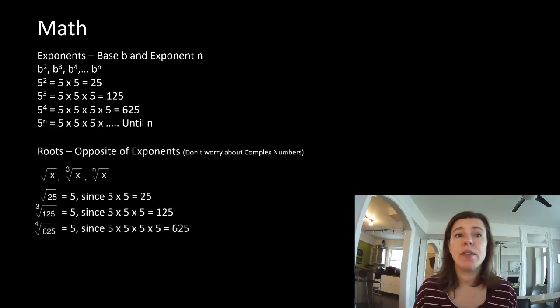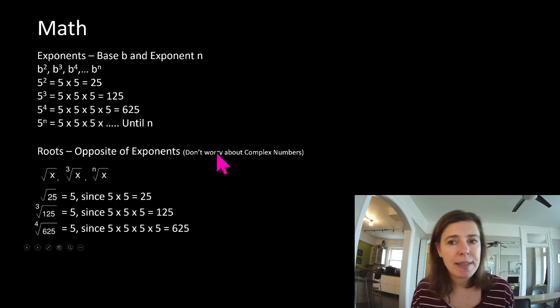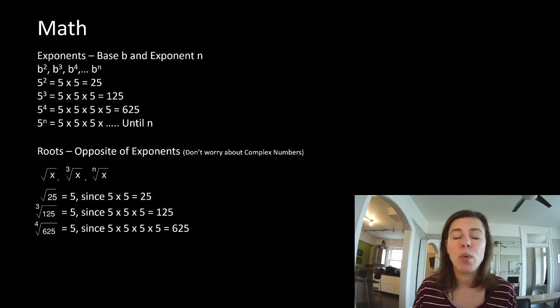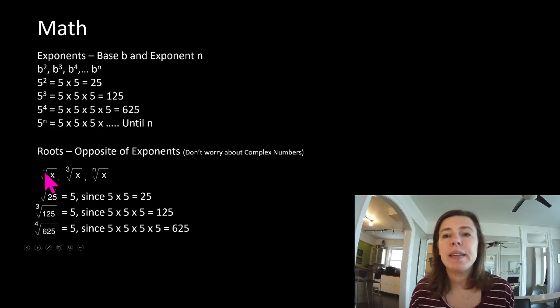Roots are the opposite of exponents. We're not going to get into complex numbers or imaginary numbers or anything like that, so don't worry about that, for those of you who I know were just dying to ask the question. What we have here is we're saying how many times we would have needed to multiply a number against itself to get that number. So, the fourth root of 625: what number multiplied against itself 4 times gives us 625? Well, in our case, that's 5.